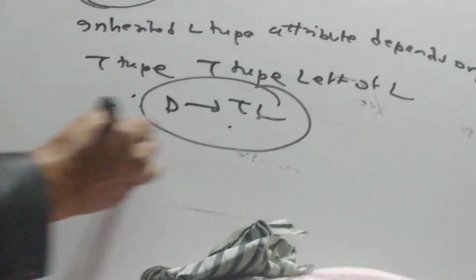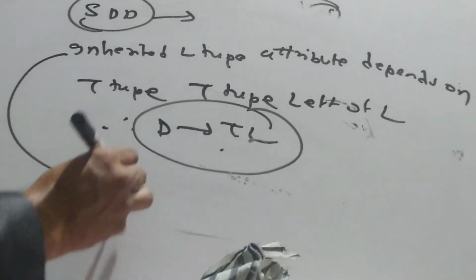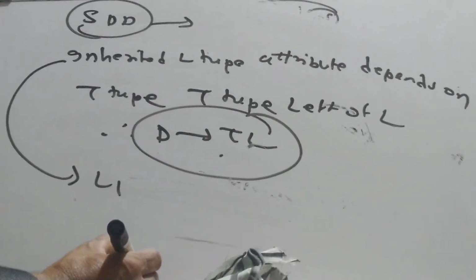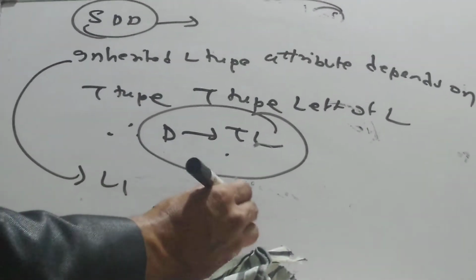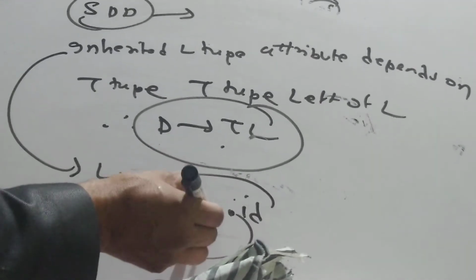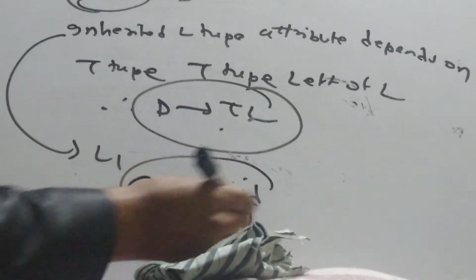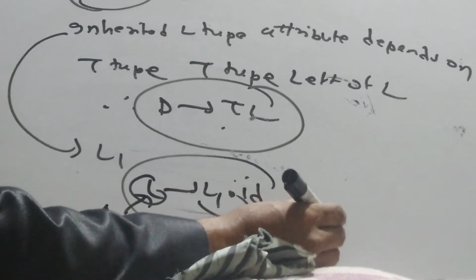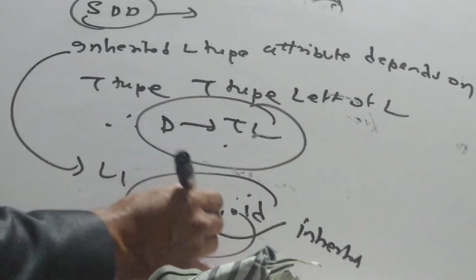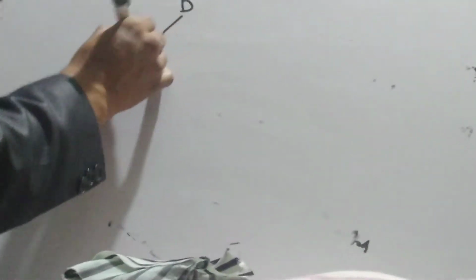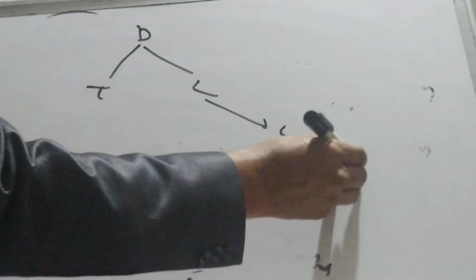Similarly, the inherited attribute L1 type depends on the inherited attribute L type, and L is the parent of L1. So in this case, L is L1 dot id, because L is a parent and this is the inherited. So in this way, L attribute can be expanded. So that means we can expand these ones like this, that is D equal to T, this is L, and L from L1 is getting, and from L1 we are getting the ID.